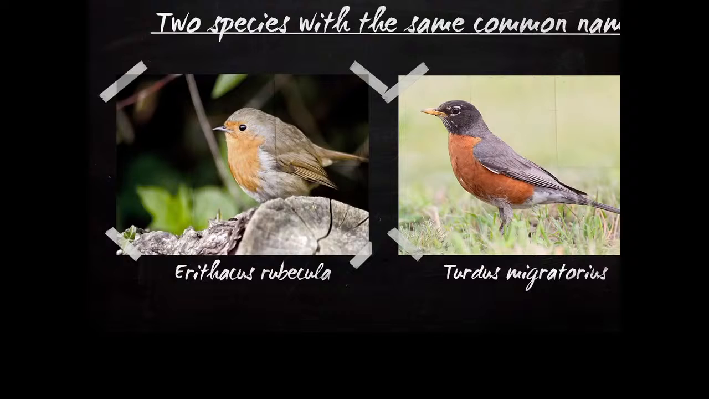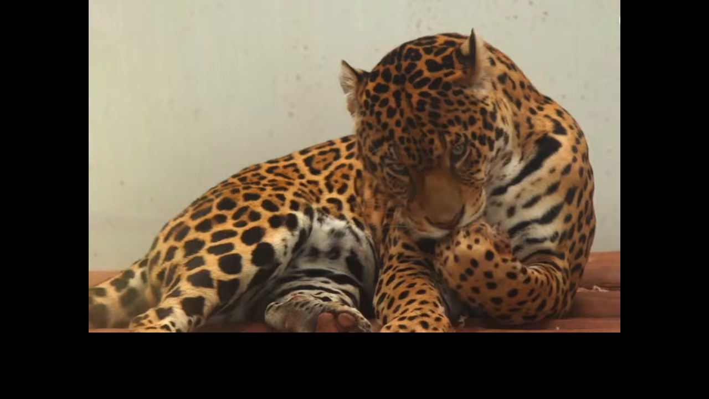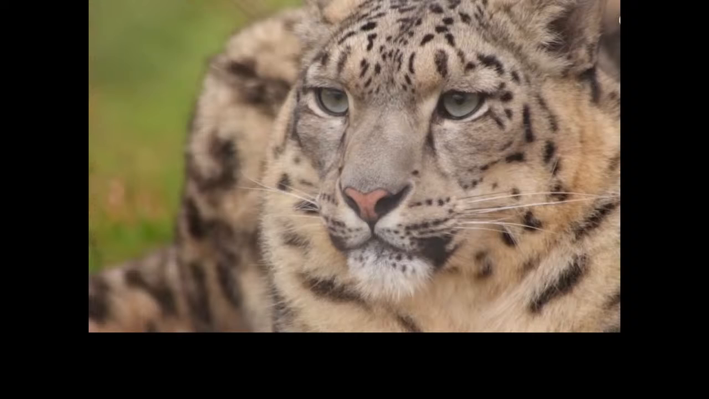In Europe, Erithacus rubecula is called the robin. In North America, Turdus migratorius is also called the robin. The Latin binomial name makes things far less confusing. It's unique to the species, and is the same in every country and every language. It's universal. But remember, the Latin binomial name is not just a label. It also implies biological relationships, specifically evolutionary ones.